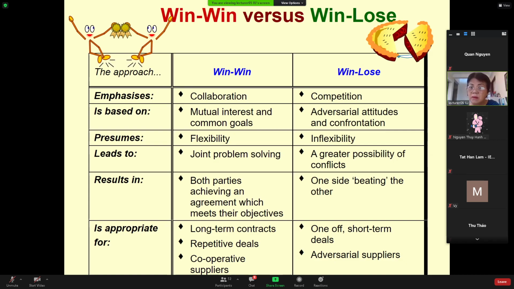And the win-win relationship is appropriate for long-term contracts, repetitive deals, and cooperative suppliers. It's not for one-shop, short-term deals and adversarial suppliers. So we have to establish the win-win relationship, because if you want a long-term relationship with the supplier, a long-term, repetitive deal with the supplier, we have to think about the win-win. Okay?